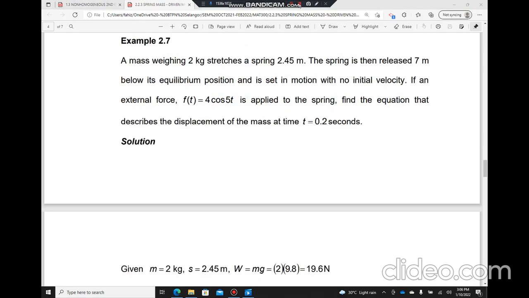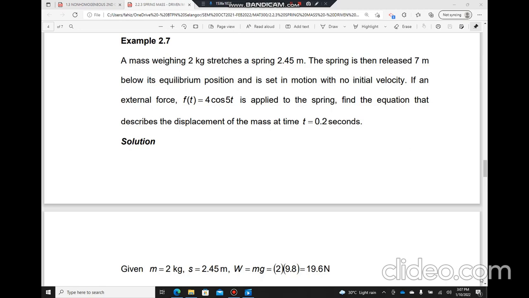Okay, next is example 2.7. A mass weighing 2 kg stretch a spring 2.45 meter. The spring is then released 7 meter below its equilibrium position and is set in motion with no initial velocity. If an external force F(t) equals to 4 cos 5t is applied to the spring, find the equation that describes the displacement of the mass at time t equals to 0.2 seconds.